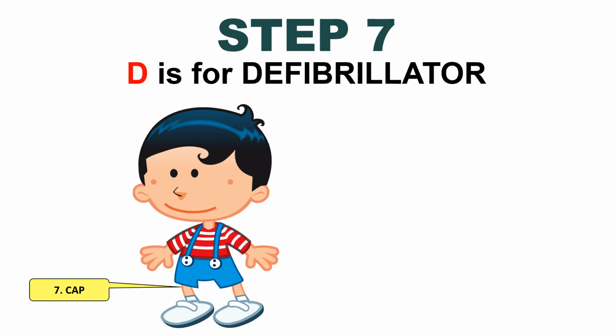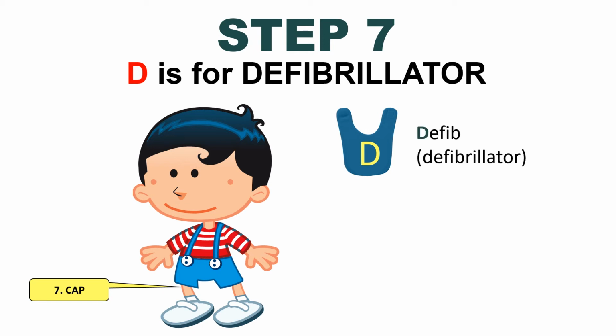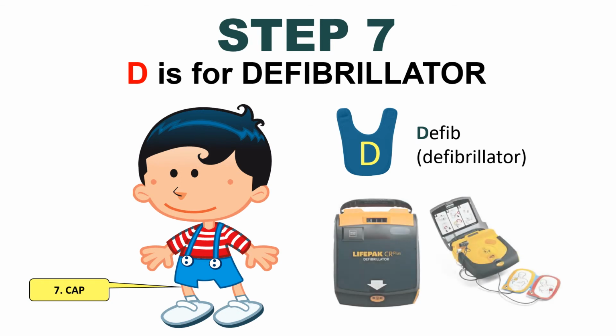Step 7. D is for defibrillator. This is the last step in the doctor's ABCD. Pointing to your kneecap, say 7 cap. What was attached to your kneecap? That's right, it was a baby's bib with the letter D on it, which is short for defib. So as soon as the defib arrives, attach it to your casualty, and you only need to do that if you are performing CPR.